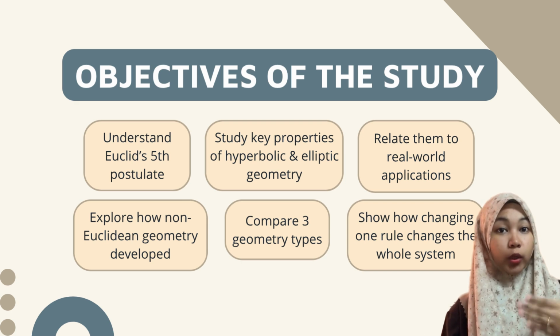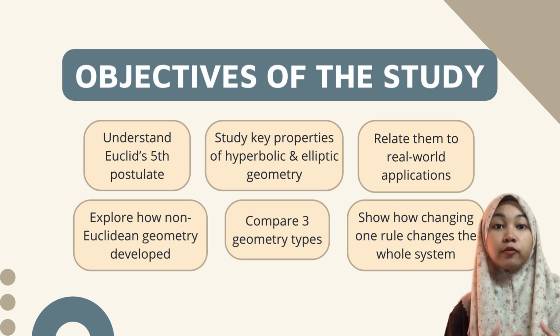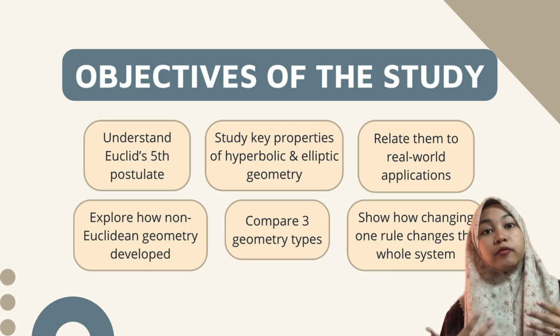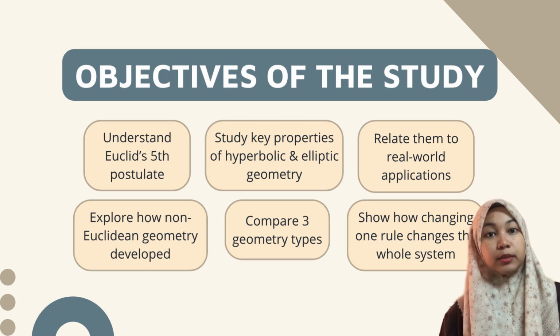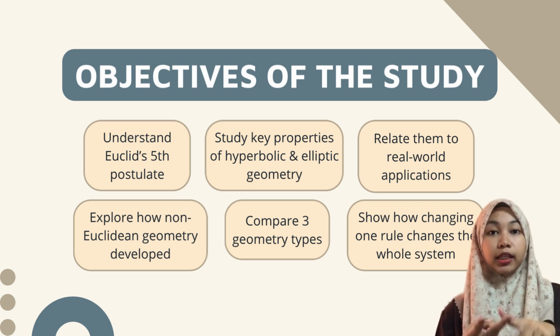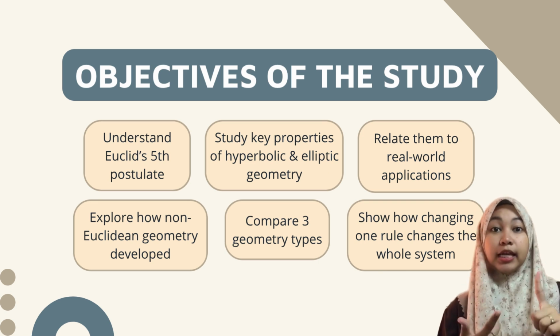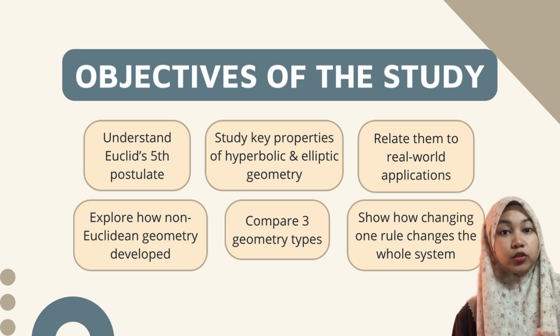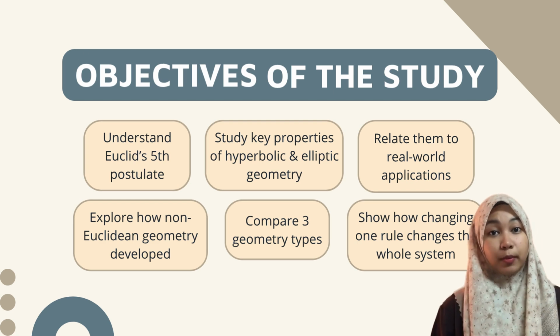Our objectives are to understand Euclid's fifth postulate and how it leads to new types of geometry. We explore the main features of hyperbolic and elliptic geometry, compare all three types based on angle, line, and curvature, and relate them to real-world uses like GPS and astronomy. This also shows how changing just one rule can lead to a whole new system in mathematics.